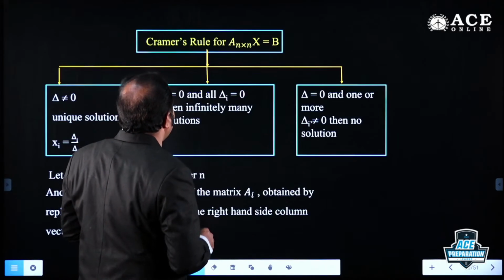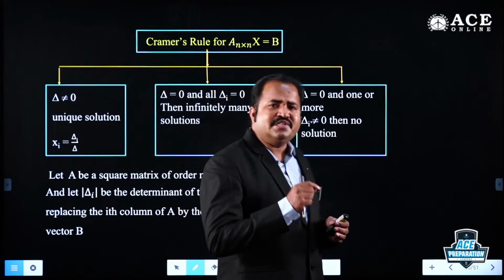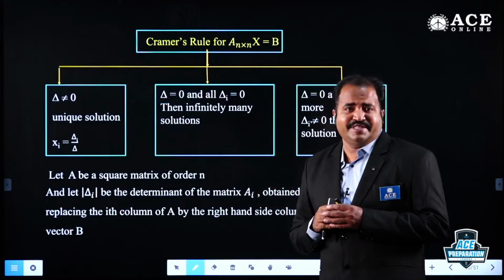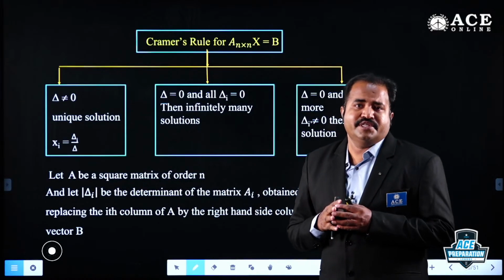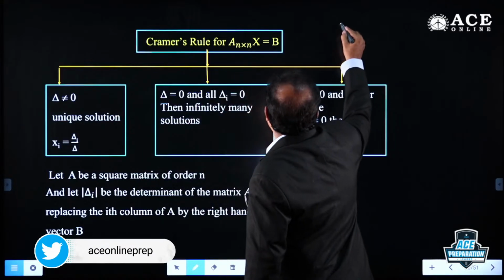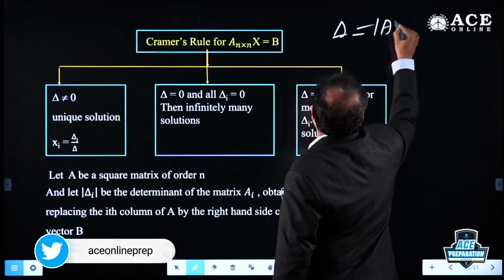Next, we have another good technique, which is called Cramer's rule method. This is also for n by n systems only, that is, number of equations equal to number of unknowns. So what is the method here? Delta equal to what? Here delta equal to determinant of A.